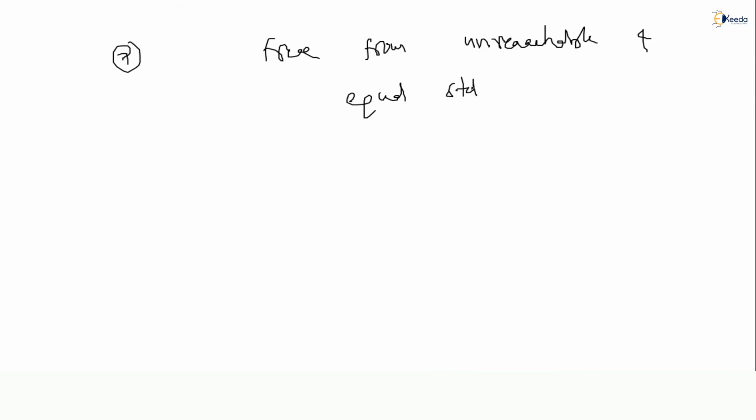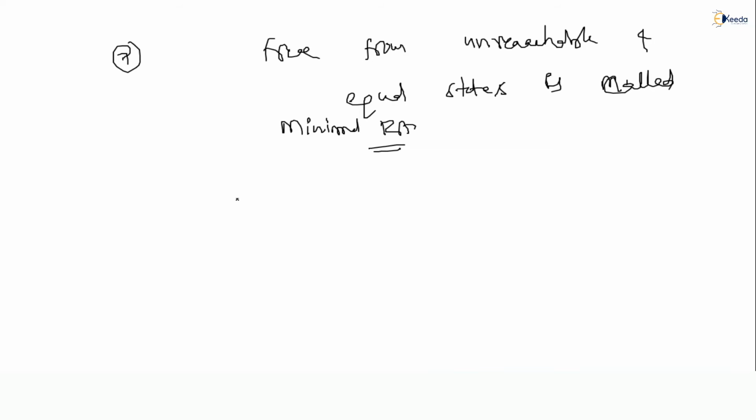Next, the seventh point, write down all of you. An FA which is free from unreachable and equal states is called a minimal FA. This is a very important point.